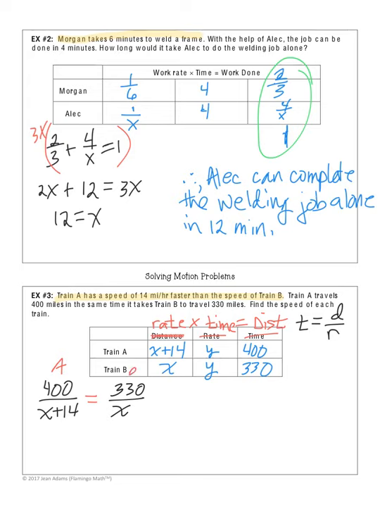And so this is my train B. Now that we have a proportion, we could just cross multiply and solve, and it becomes very simple here. So let's go ahead and do that. So I'm going to multiply these together.